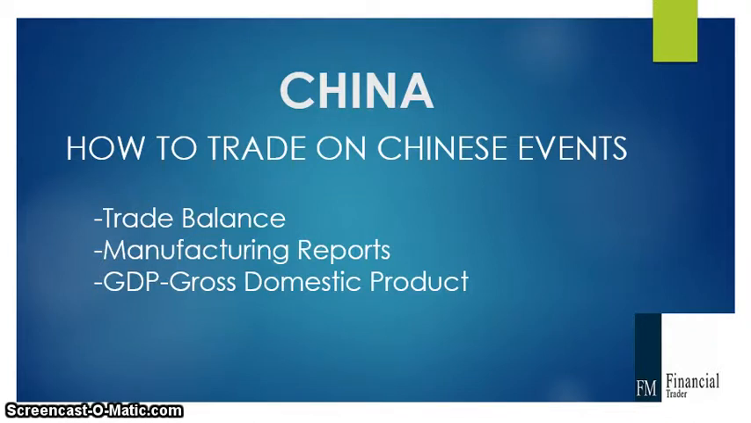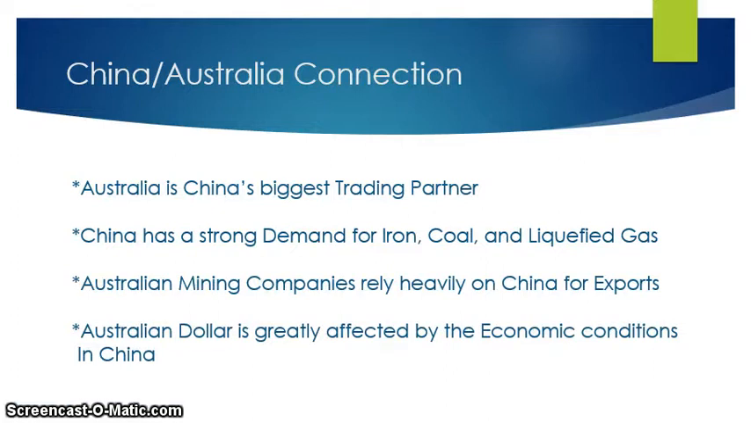One second, I'm going to my next screen here. Specifically, today I'm going to talk about the China-Australia connection. You've heard about the French connection; obviously, this is the China-Australia connection. First of all, Australia is China's biggest trading partner. Geographically, they're close together, especially for Australia, which is far away from everything else. China has a strong demand for iron, coal, and liquefied gas, and Australia happens to have a lot of mining companies, and they rely heavily on China for all their exports.